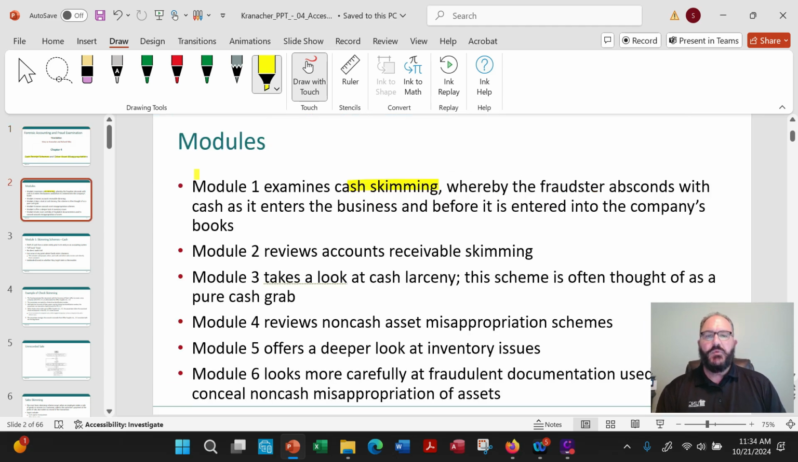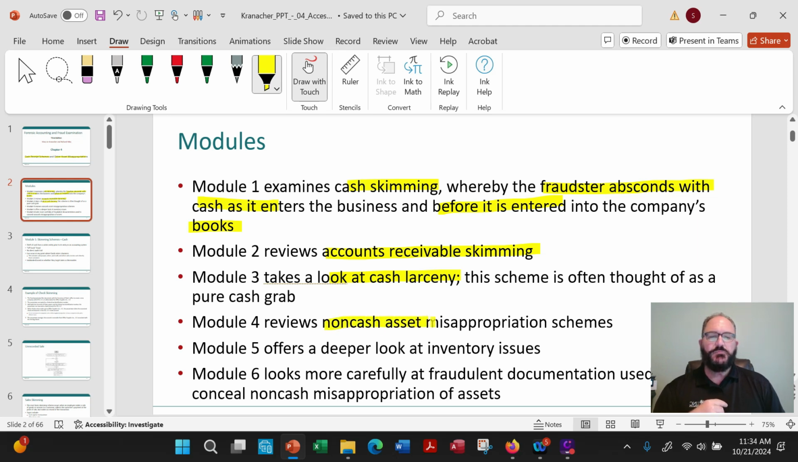Okay, so the first one, Module 1, is going to be about skimming. That's where the fraudster absconds with cash as it enters the business, but before it's entered into the books. That's what skimming is. Then we're going to take a look at accounts receivable with skimming, how people do that. Cash larceny. This is basically a form of stealing, but they're not really worried about hiding it so much.